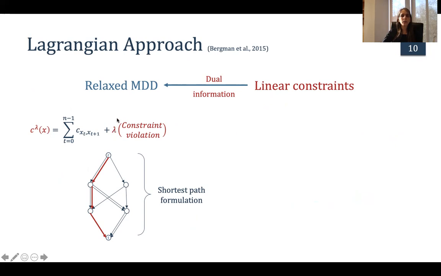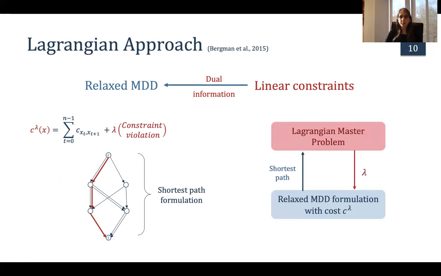And to find the optimal coefficients, we solve the classic Lagrangian dual problem, where we iteratively propose new Lagrangian penalties, and the subproblem is basically a shortest path problem over the relaxed decision diagram. So it can be solved very efficiently.